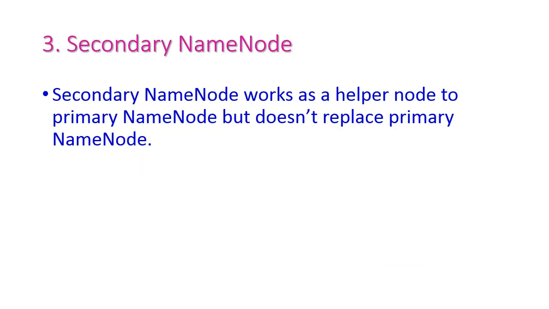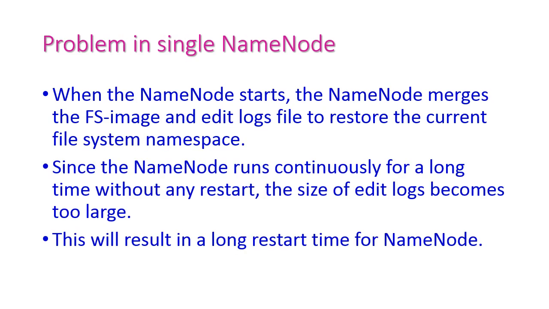Next one is the secondary name node. That is, apart from the primary name node and data node, we have the secondary name node, and it works as a helper node to the primary name node. But it does not replace the primary name node. It simply helps the primary name node. The problem in a single name node is the importance of the secondary name node.